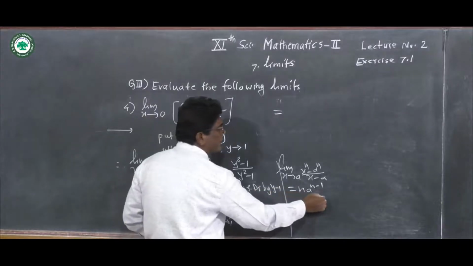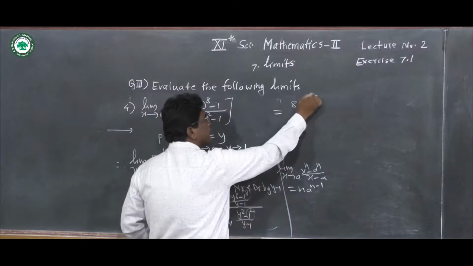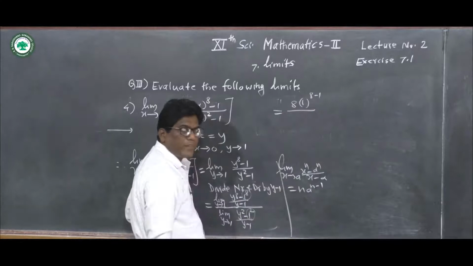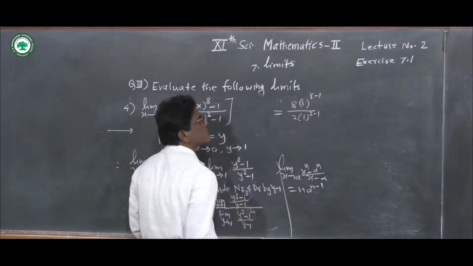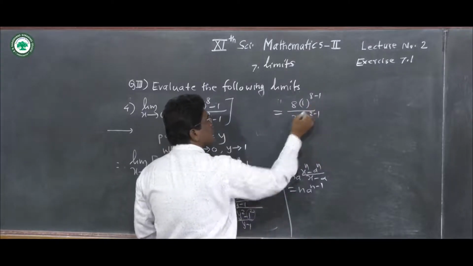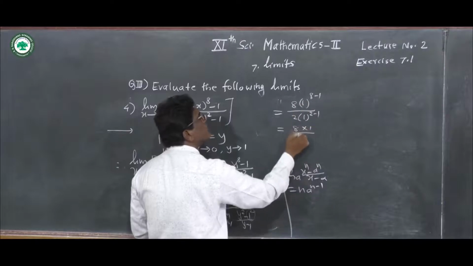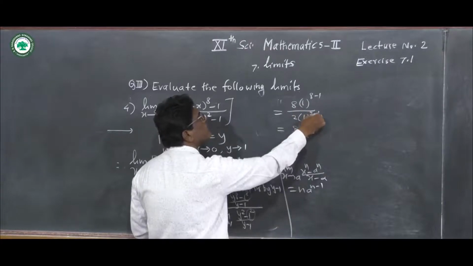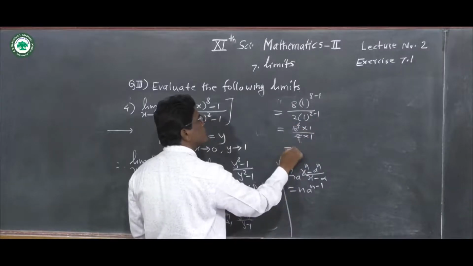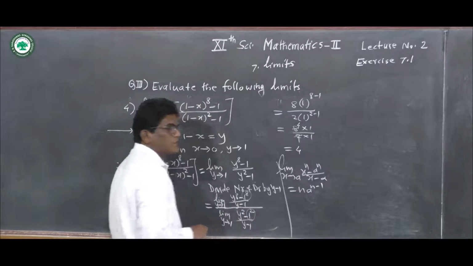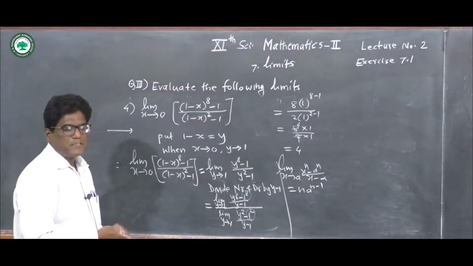Means n into a to the power n minus 1. So 8 into 1 to the power 8 minus 1 in the numerator, and in the denominator 2 into 1 to the power 2 minus 1. Here 1 to the power anything is 1, so 8 into 1 to the power 7 upon 2 into 1 to the power 1 is 8 upon 2. 2 fours are 8, so the solution is 4. In this way we have completed the fourth problem. Next, the fifth problem.